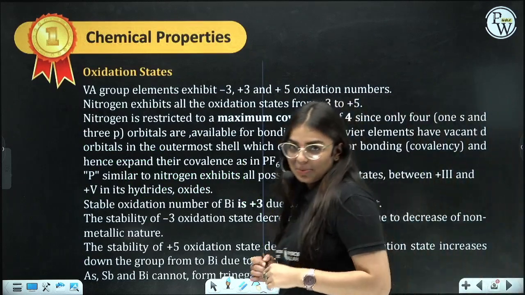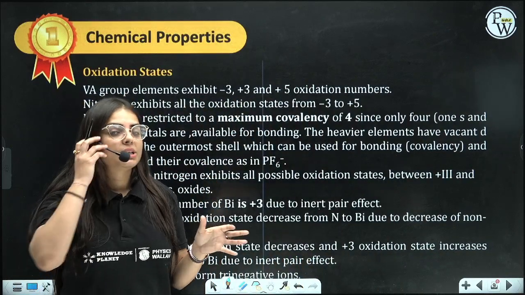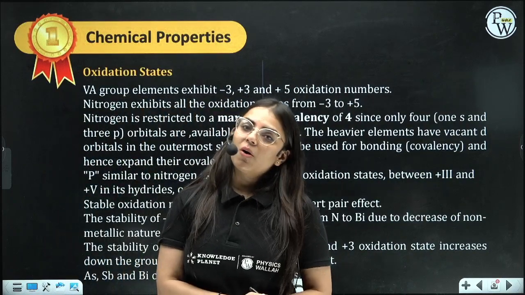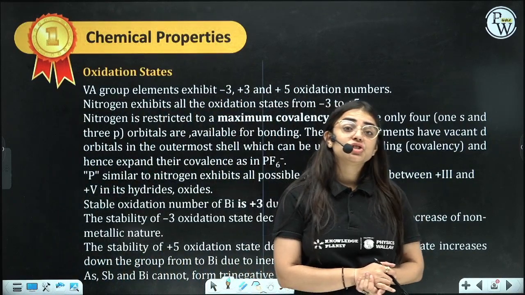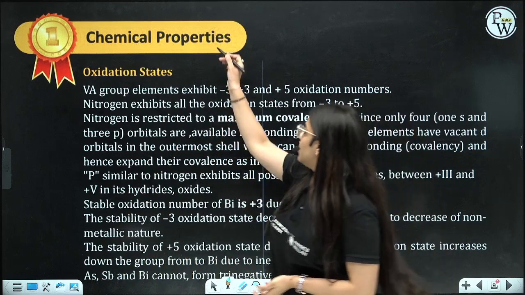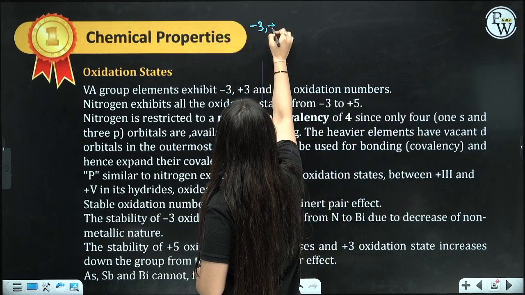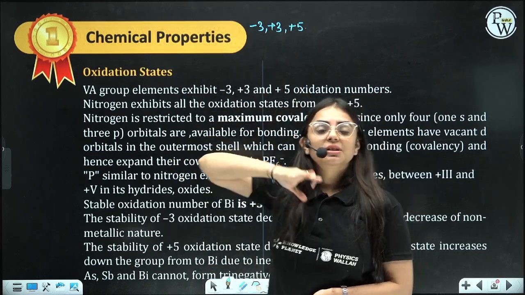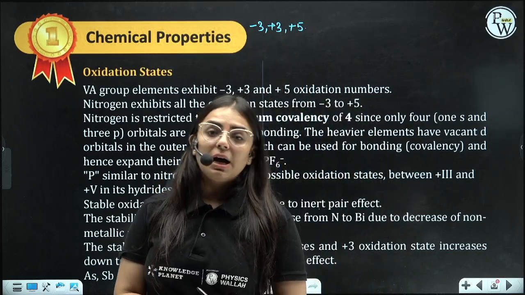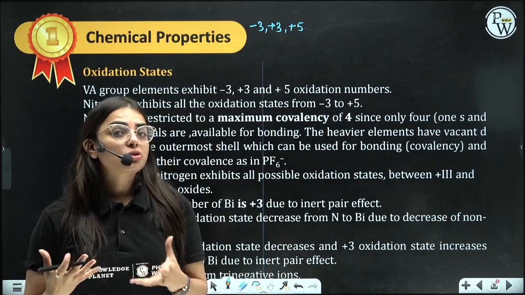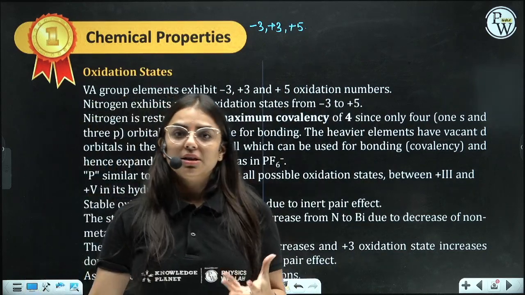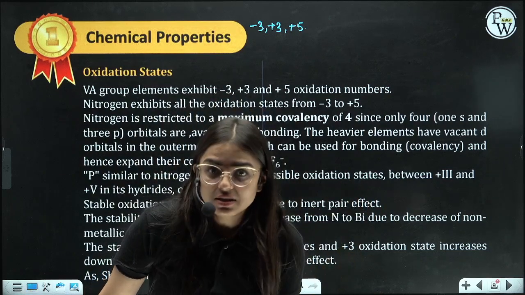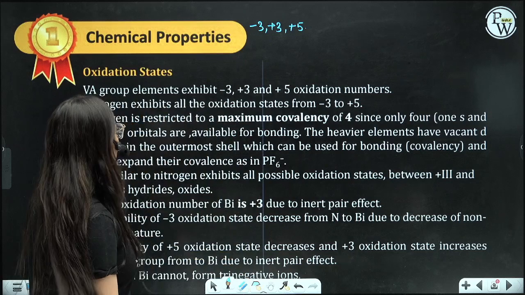Now we have chemical properties with us. Starting with the chemical properties, we have oxidation state. Very important part. The general oxidation states are -3, +3, and +5. These are the oxidation states exhibited by the nitrogen family elements. And what is an oxidation state? The formal charge on any element is basically its oxidation state. So that is an oxidation state.